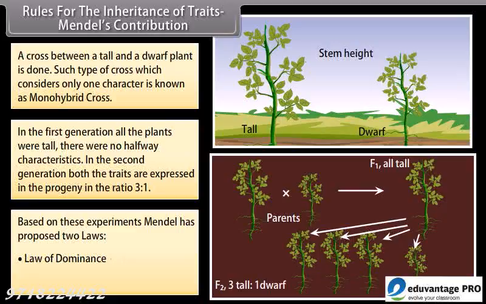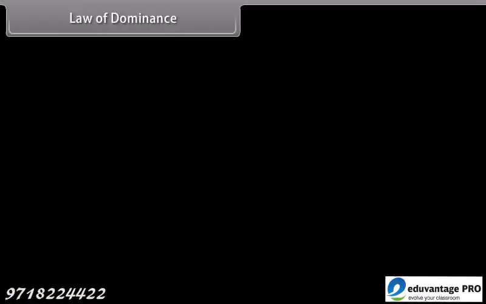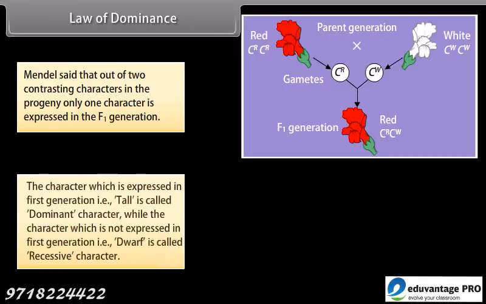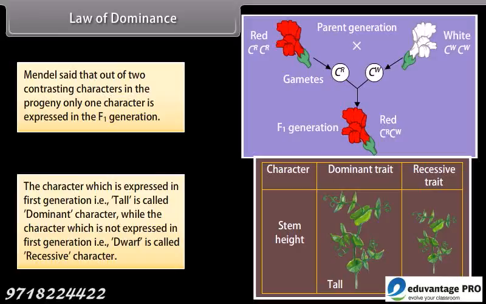Law of dominance, law of segregation. Law of dominance. Mendel said that out of two contrasting characters in the progeny, only one character is expressed in the F1 generation. The character which is expressed in first generation, that is, tall, is called dominant character, while the character which is not expressed in first generation, that is, dwarf, is called recessive character.